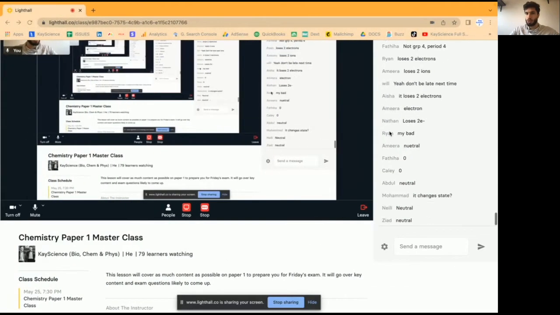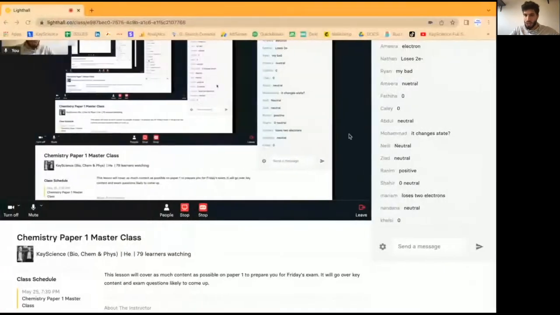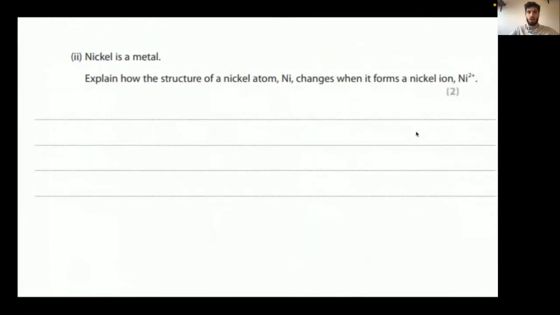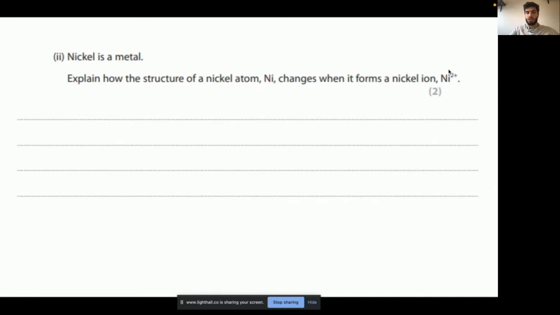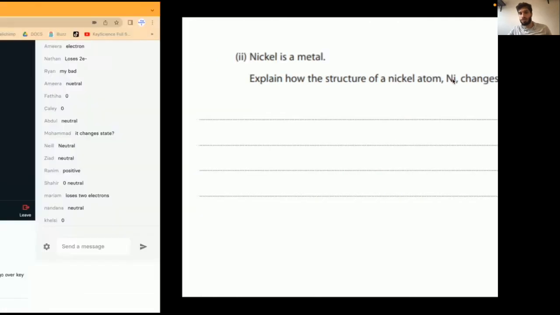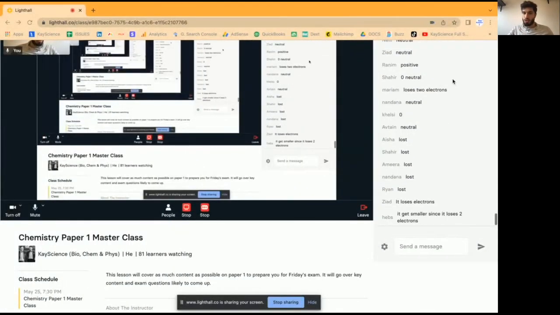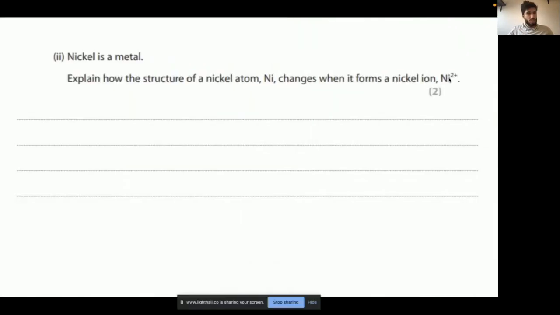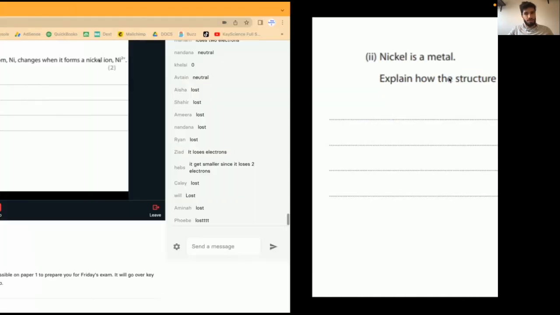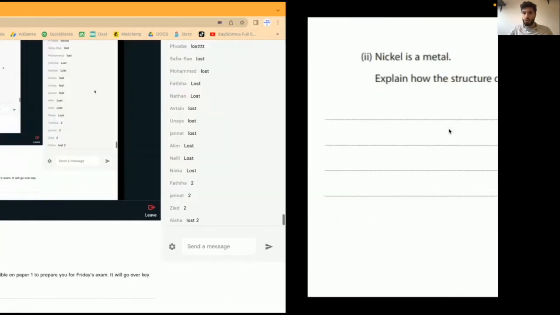Excellent. Neutral. Well done. Neutral. Who says change of state? No, it doesn't change state. Neutral. Now, if the charge of the ion is positive, have electrons been lost or gained? Positive. Excellent. Lost electrons. So the charge is 2 plus. So how many electrons have been lost? 2, exactly.